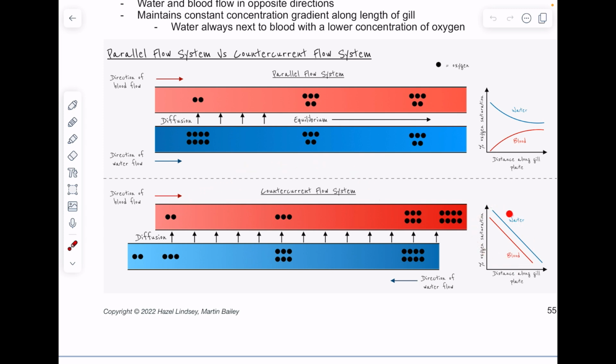And this graph really shows very nicely how the water always has a higher concentration of oxygen compared with the blood. And it doesn't matter what point along the gill plate we're looking at, that remains the same. So diffusion continues to occur. Whereas here, yes, initially diffusion occurs really quickly due to the steep concentration gradient between the water and the blood. But as we move along that gill plate, we reach an equilibrium point where diffusion will no longer take place.